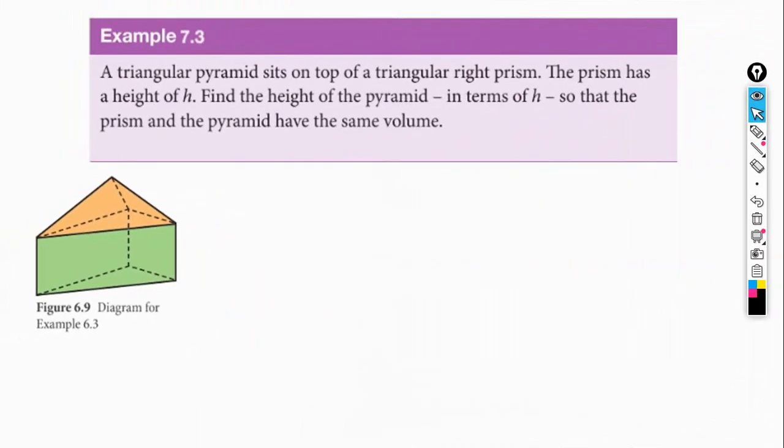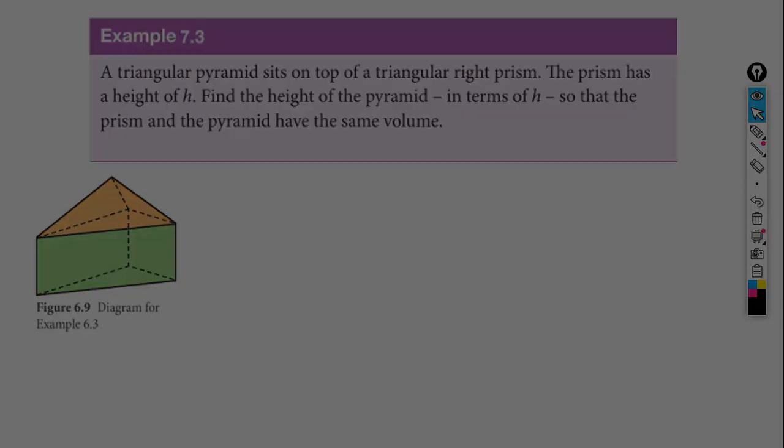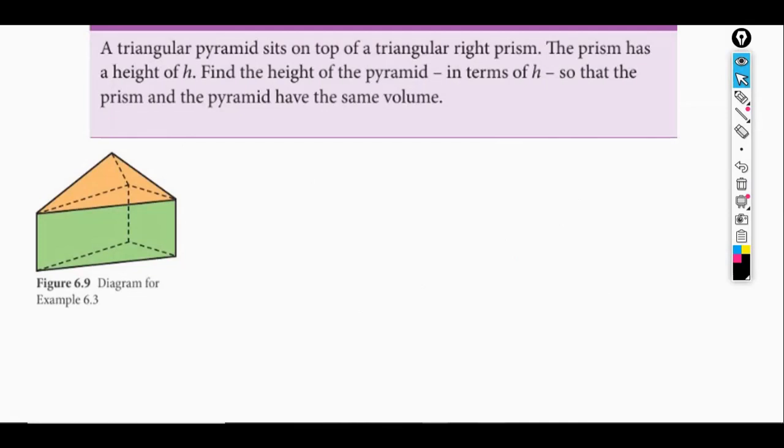So next we have example 7.3. And it says that a triangular pyramid sits on top of a triangular right prism. The prism has a height h. Find the height of the pyramid in terms of h so that the prism and the pyramid have the same volume. So in this question, they're basically asking us to compare the formulas for the volume of a pyramid, a triangular base pyramid, and of a triangular right prism.